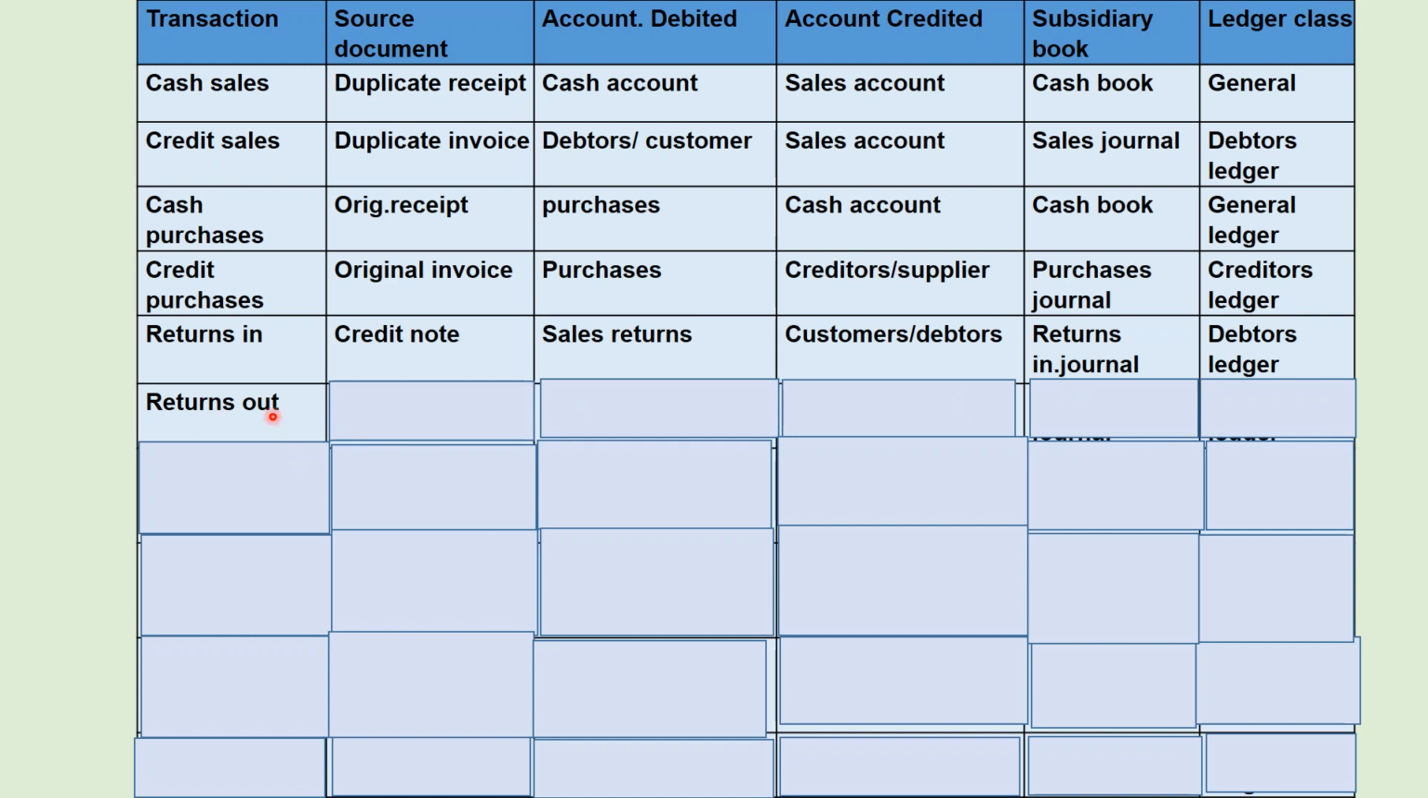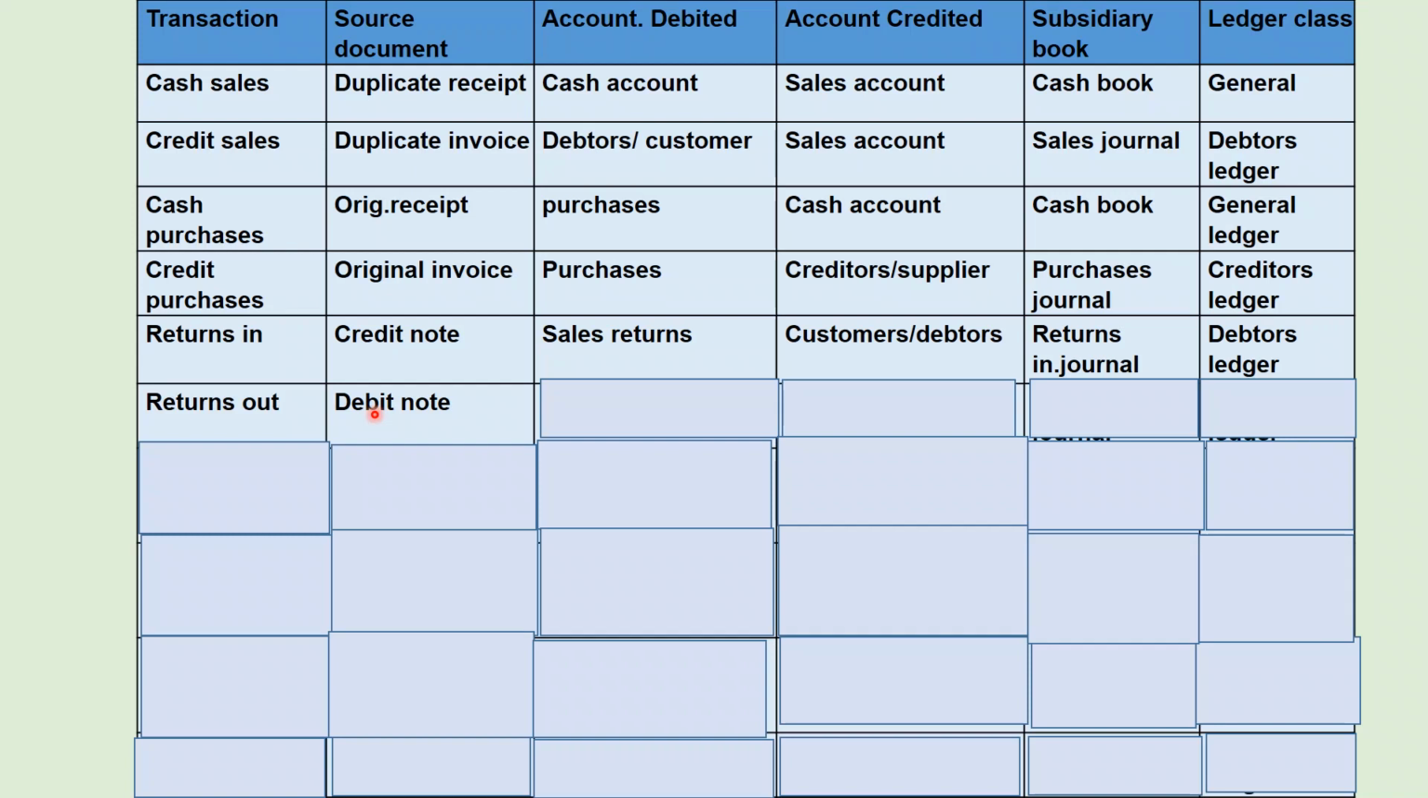The next is returns outwards. So returns outwards is where you have bought items but you're not satisfied, so you take them back to the people you have bought items from. So the source document is the debit note, that's what it's called.